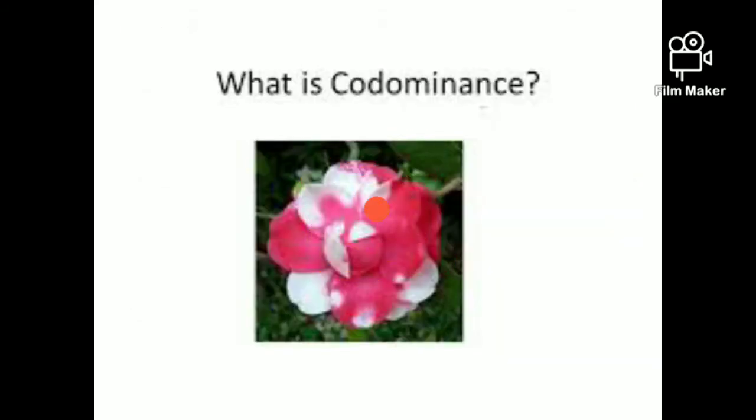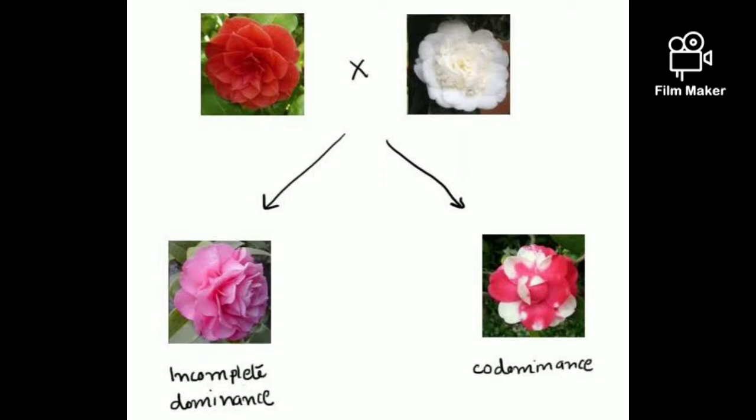And here in the second illustration, we can see that the flower is spotted, red with white spots, and this is the result of a codominance pattern of heredity. This is the result of a red and a white flower being crisscrossed. Using a Punnett square, we can also see how this becomes like this.